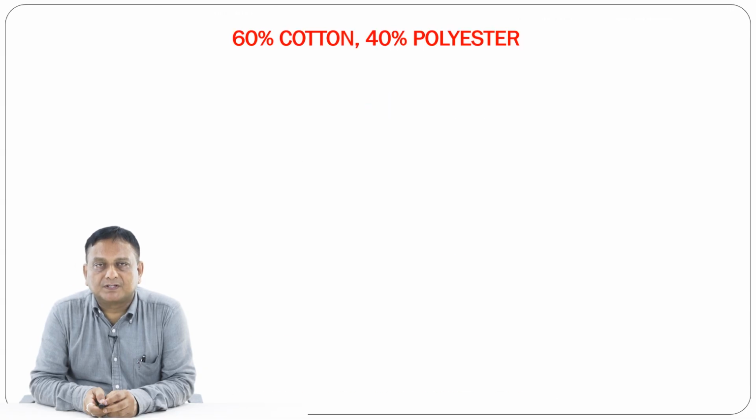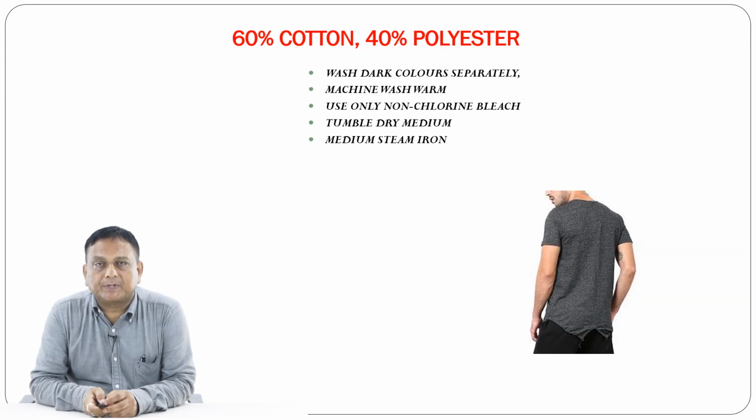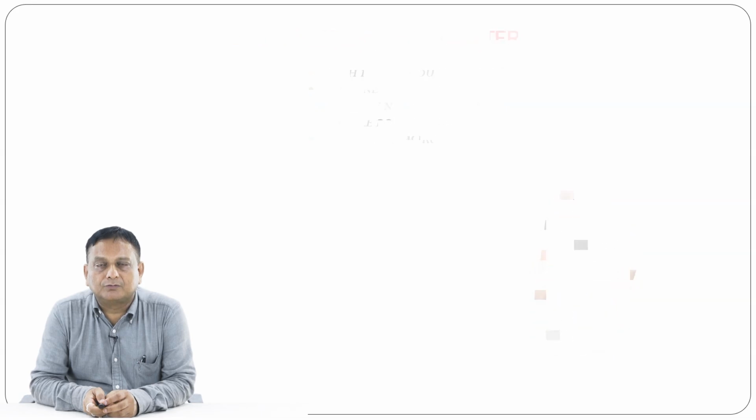Now coming to this 60% cotton and 40% polyester case, what will be the care symbols? Wash dark colors separately, then machine wash warm, use only non-chlorine bleach, tumble dry medium, and medium steam iron. So these are the different kinds of wash care instructions. When the fiber content varies, you can see a different sequence of operations used in the care instruction, and that also will vary.